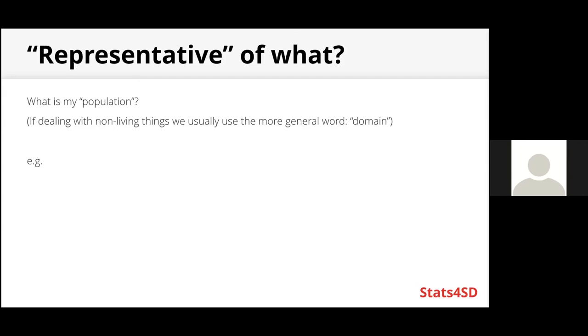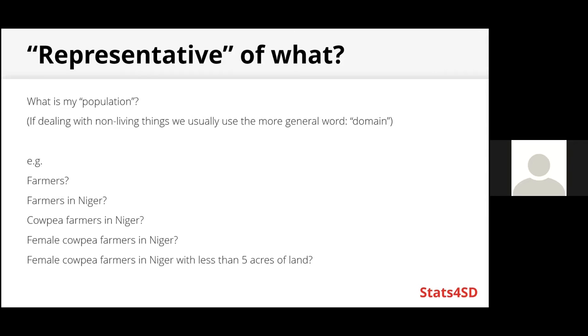So we perhaps would use the word domain if we're dealing with non-humans. We call it a study domain rather than a study population, perhaps. But the meaning is generally the same. So if we're thinking of our question about cowpea farmers, do we mean all farmers? Do we mean the farmers in Niger? Do we just mean the cowpea farmers in Niger? Do we just mean the female cowpea farmers in Niger because our project is only working with female farmers? Do we mean only those female cowpea farmers in Niger with less than 5 acres of land because we're not interested in any farmers who have very, very large farms?